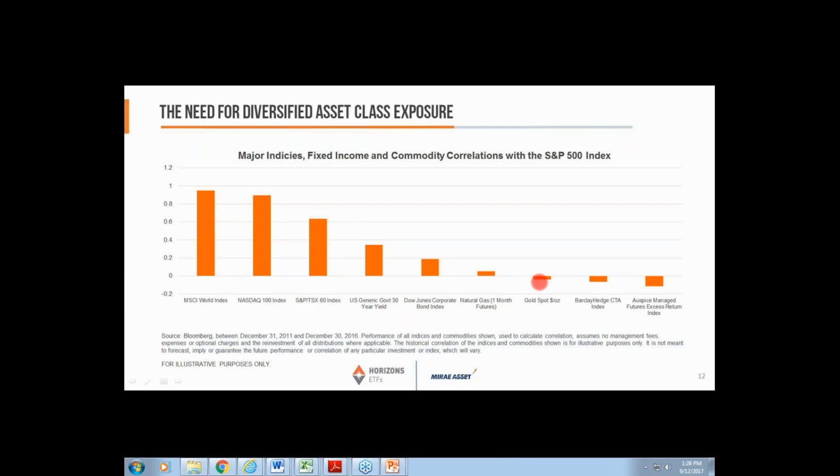We have gold, for example, which still is a bit of a diversifier, and we have things like hedge funds and managed futures. But finding things like this is important for diversification, because what happens when the stock market stops going up? What happens if we end up in 2008, 2009? What's going to generate positive returns for your portfolio?